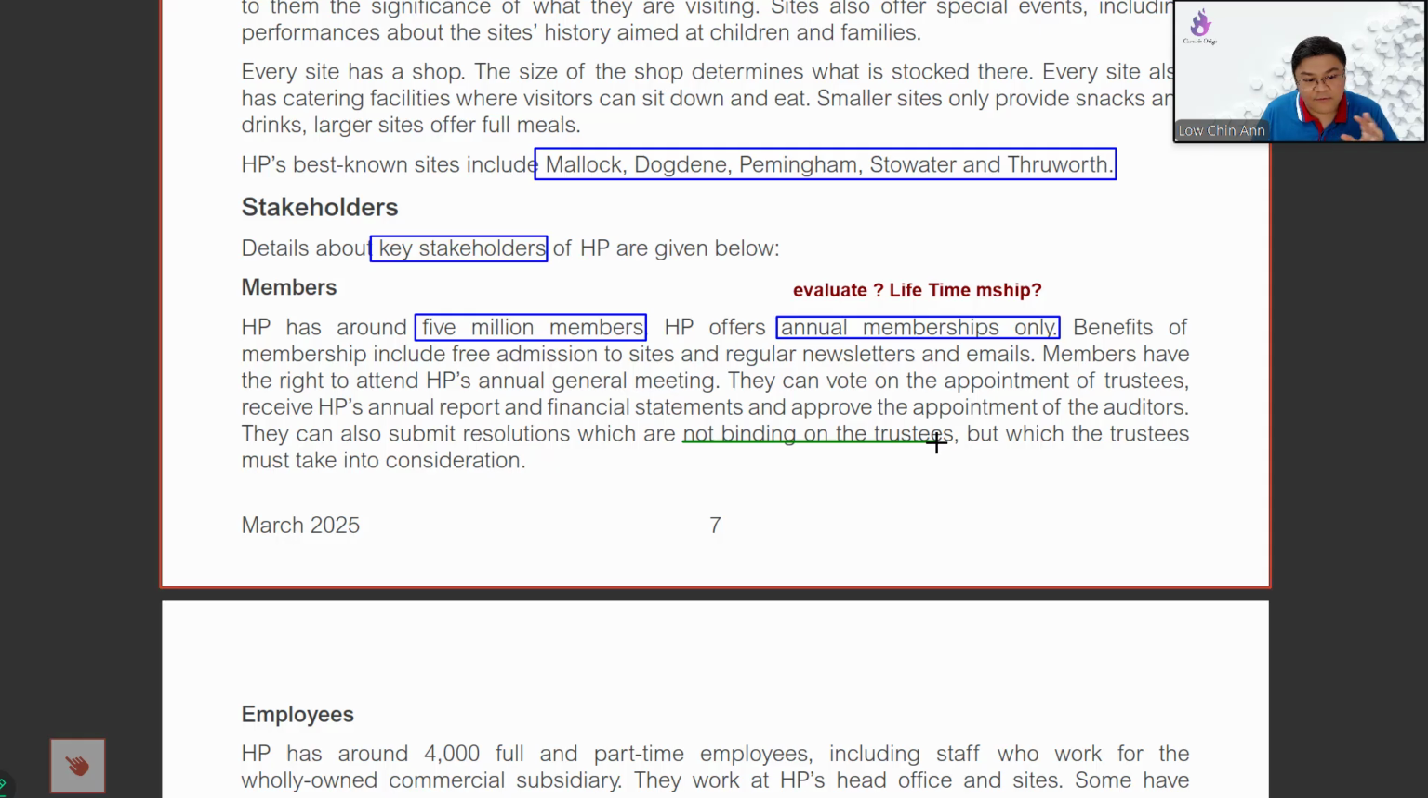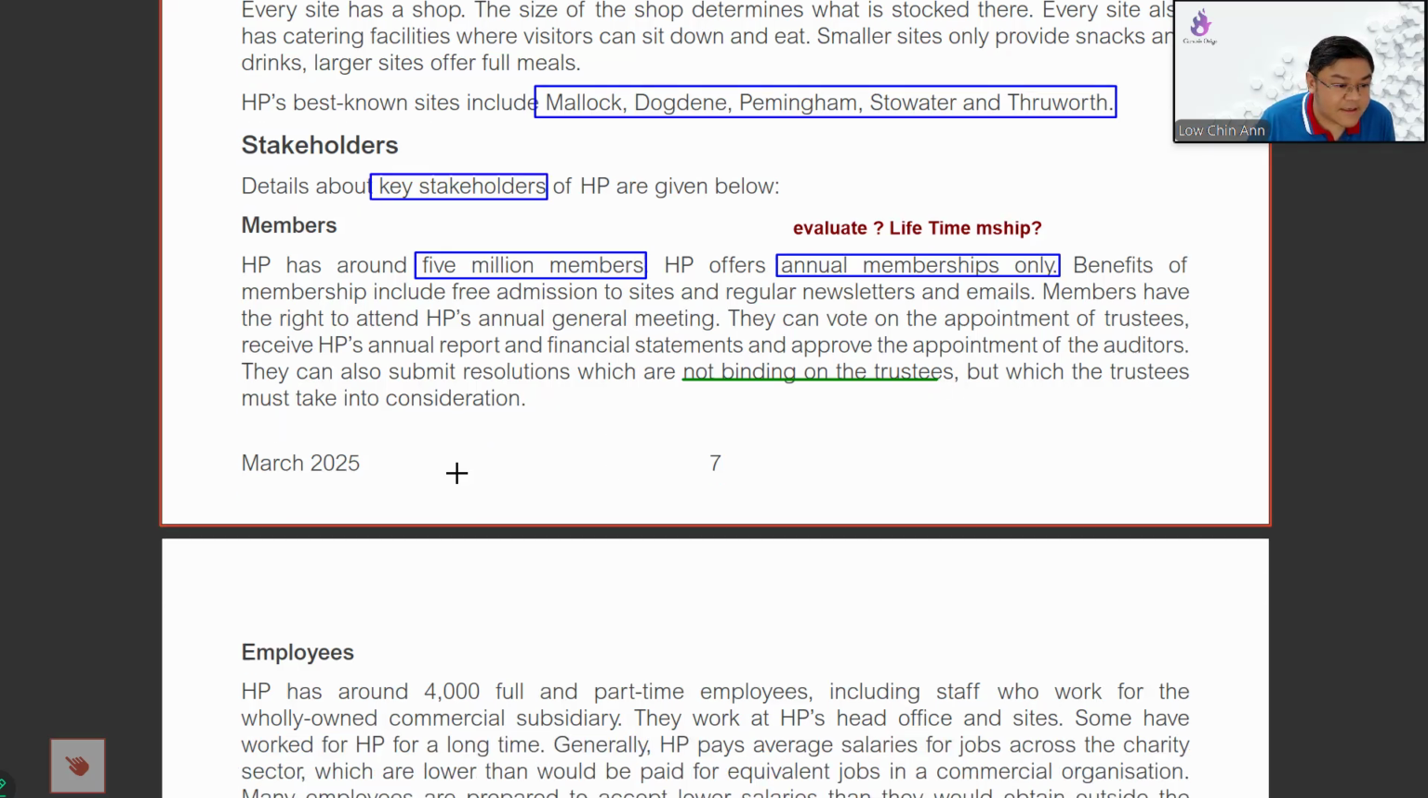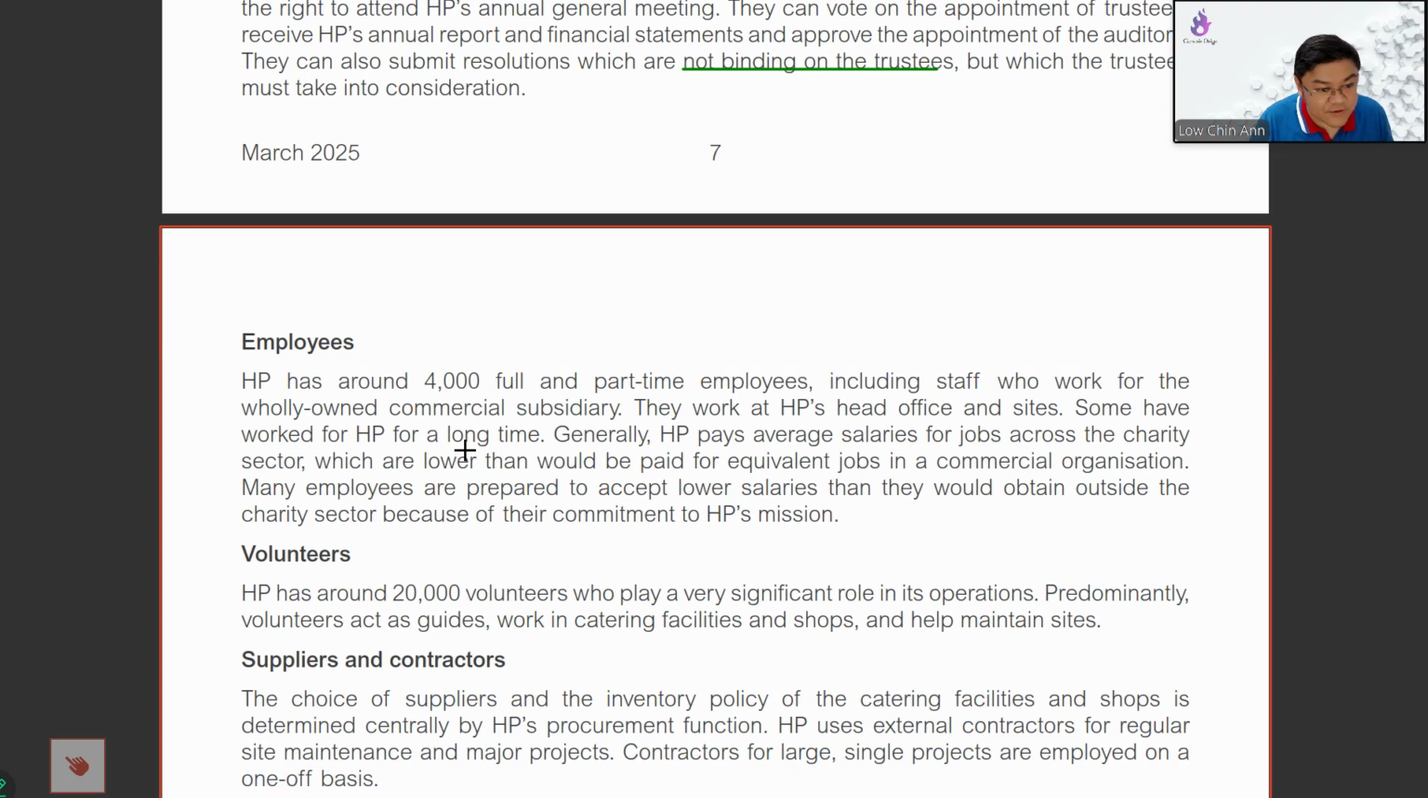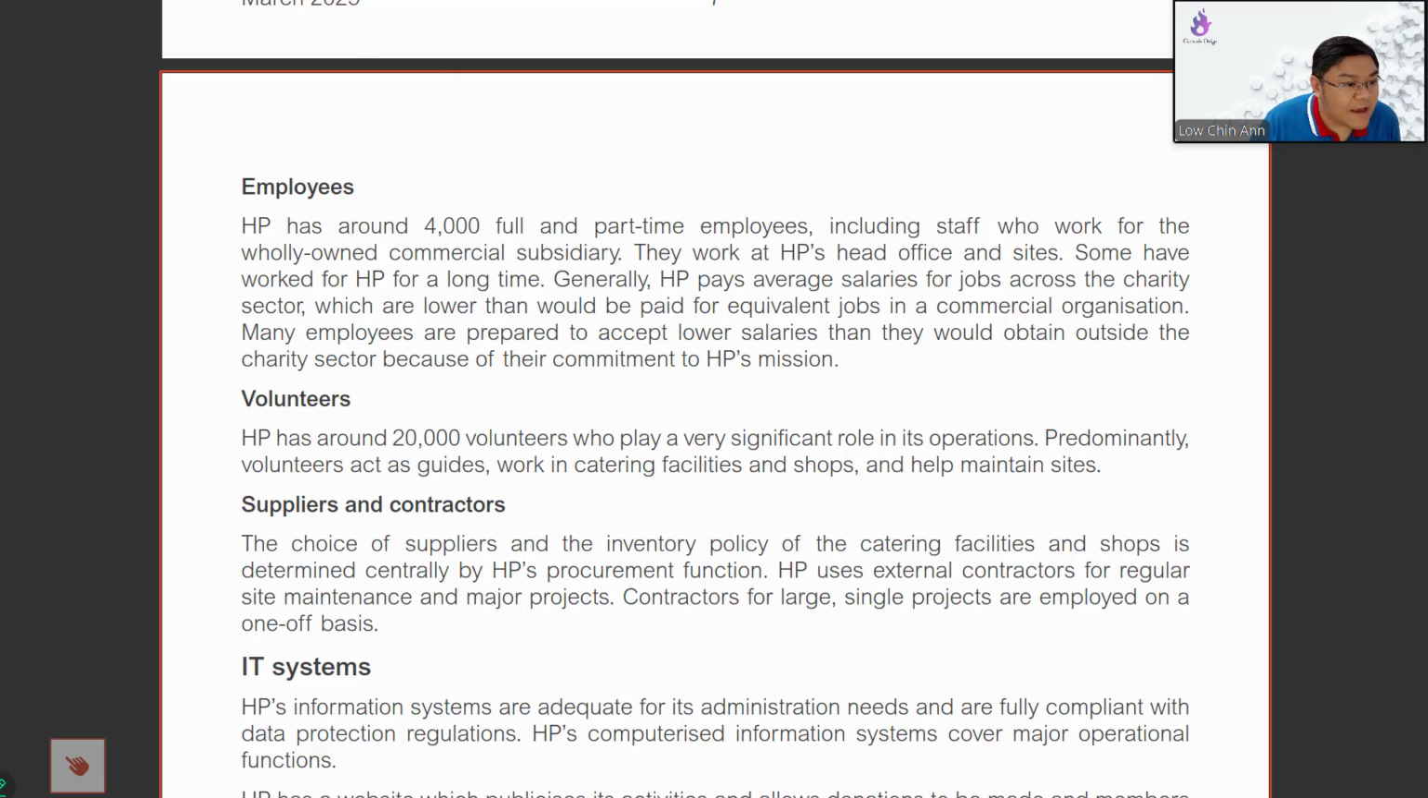Even if the resolution is passed, it's up to the trustee whether they want to follow or not. That's why they say the trustee must take it into consideration. It's just for consideration. All right. Okay, they have about 4,000 full and part-time employees, including the staff who work for the commercial subsidiary.